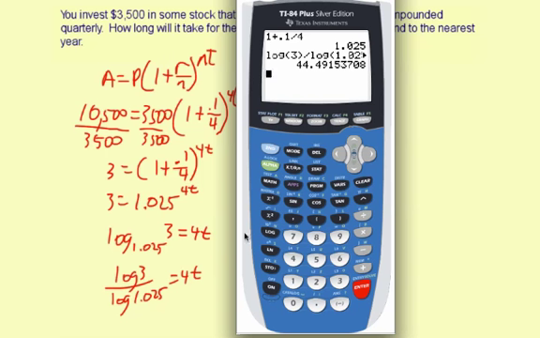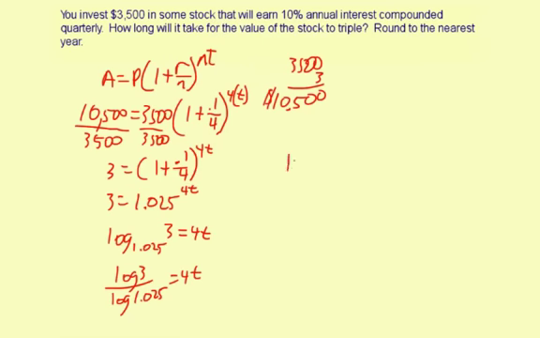And there's that number. And to finish solving for t, we need to divide by 4 because this decimal represents 4t. So divide by 4. 11.122. So it said to round to the nearest year, we're going to put 11 years. So in 11 years, that amount of money invested will triple.